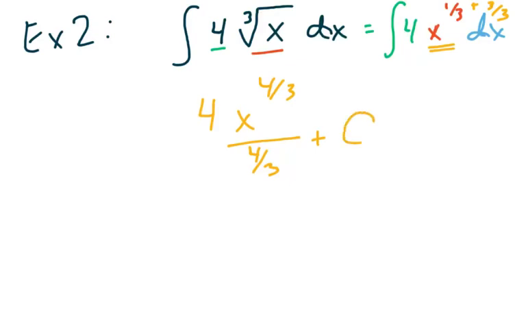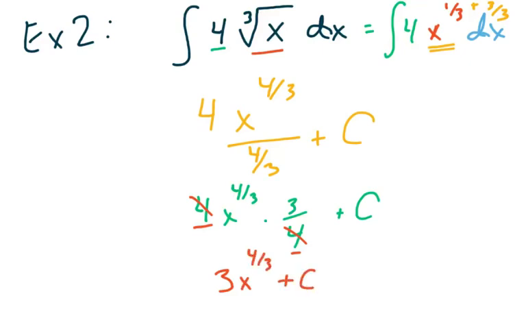Now, just like what we did before, we are going to do a little keep, change, flip process. So pretty much that's always going to end up being multiplying by the reciprocal of that denominator fraction after we do our keep, change, flip. Now, if I go to simplify this a little bit, I have a 4 in the numerator and a 4 in the denominator. That can just cancel each other out. So this actually simplifies to 3 times x to the 4/3 power plus c. And that's how I would leave my final answer.